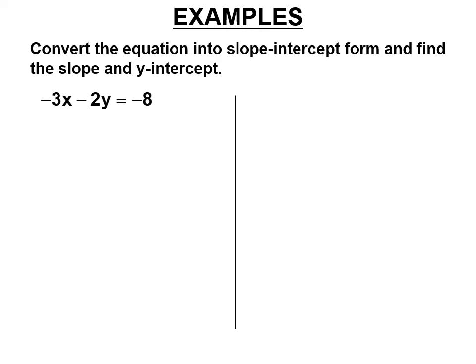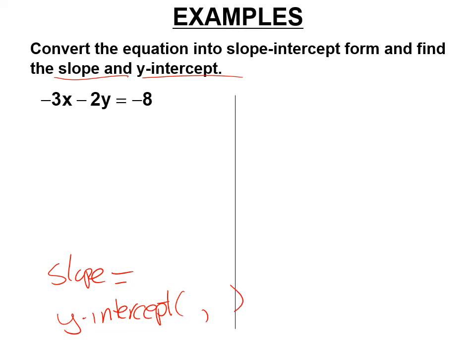All right. Now, why do we do this? Because right now in standard form, we don't know what the slope and y-intercept is. 0, that's not the y-intercept. That's not the slope. We have to find them. Now, the fastest way to find the slope and y-intercept will be to convert it into slope-intercept form. So let's do that. So it's negative 3x, so we're going to add 3x.